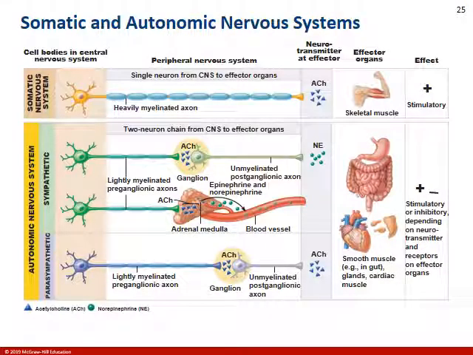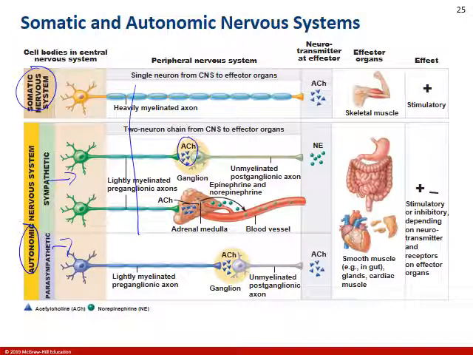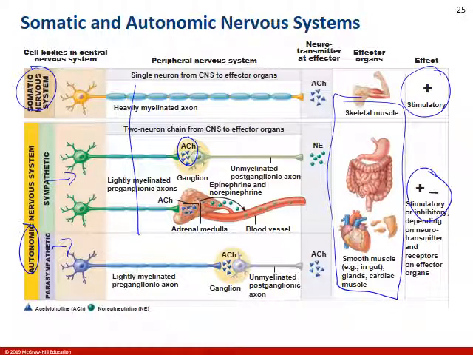I think this is a great slide to go through. Look at the differences between somatic and autonomic. Tell me about the two different divisions. Tell me about the number of neurons. Tell me about the neurotransmitters, pre and post. Tell me about the organs that are being affected, and then whether we have stimulatory or inhibitory action.